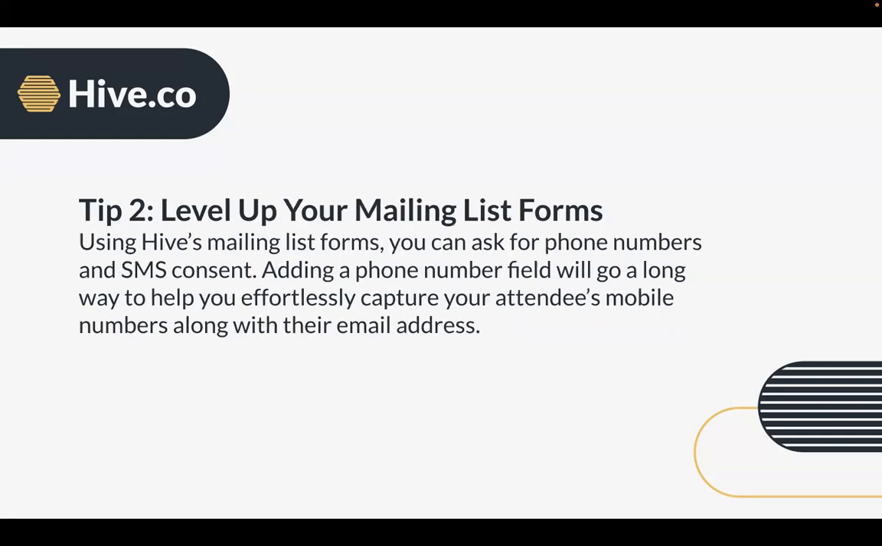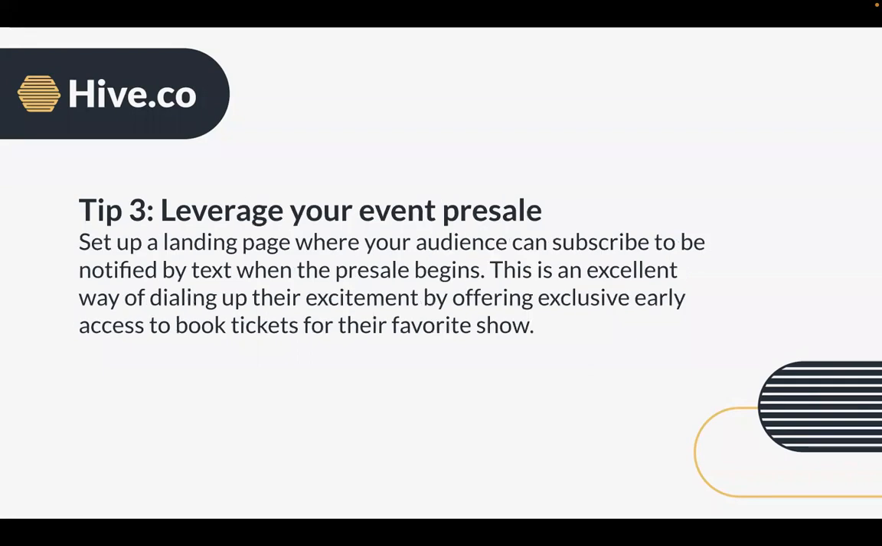Next is mailing list forms. So Hive has mailing list forms, in case y'all didn't know, and you can add phone number fields and SMS consent checkboxes to them. So adding a phone number field will really be an effective way. If you don't have that on your mailing list and you're not using Hive as your mailing list form, then I would definitely suggest looking into it. Otherwise, you're really missing out on this opportunity to build out an SMS list.